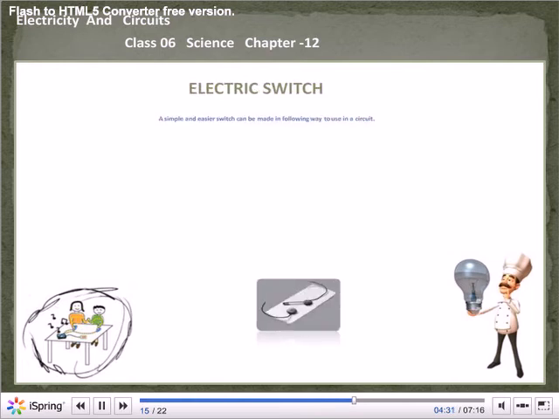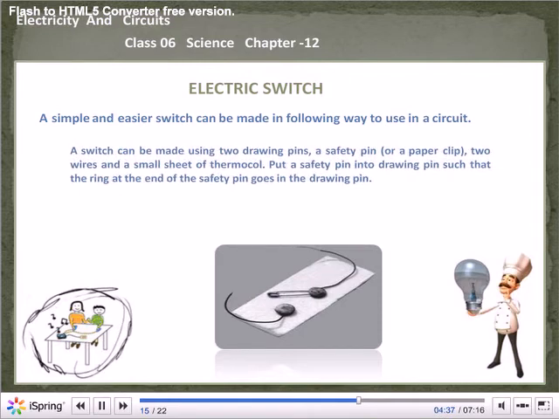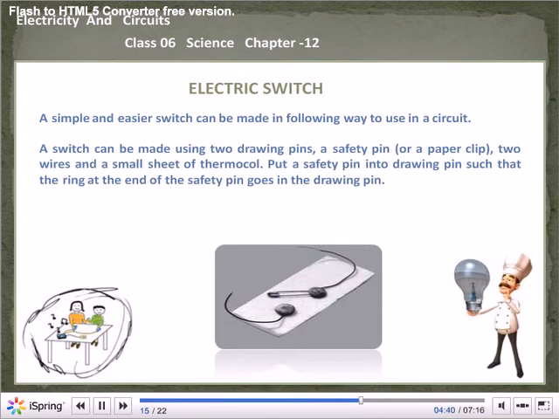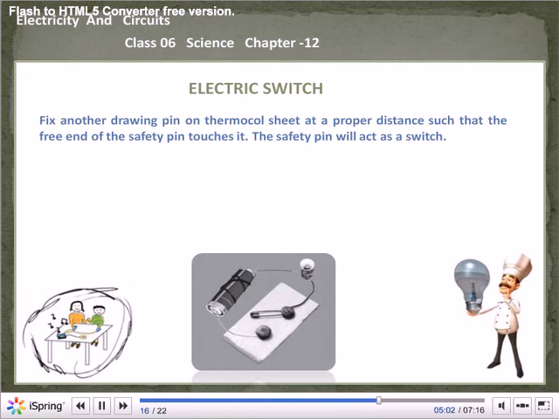Electric switch. A simple and easier switch can be made in the following way to use in a circuit. A switch can be made using two drawing pins, a safety pin or a paper clip, two wires and a small sheet of thermocol. Put a safety pin into a drawing pin such that the ring at the end of the safety pin goes in the drawing pin. Now fix it on the thermocol sheet, as shown in the figure. Make sure that the safety pin can be rotated freely. Fix another drawing pin on the thermocol sheet at a proper distance such that the free end of the safety pin touches it. The safety pin will act as a switch.